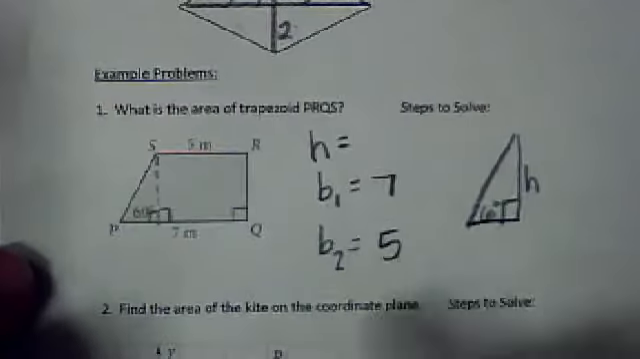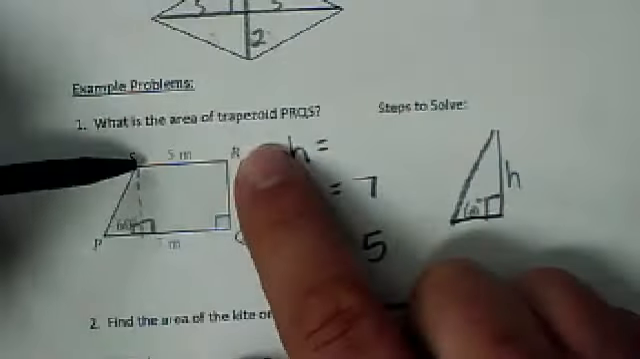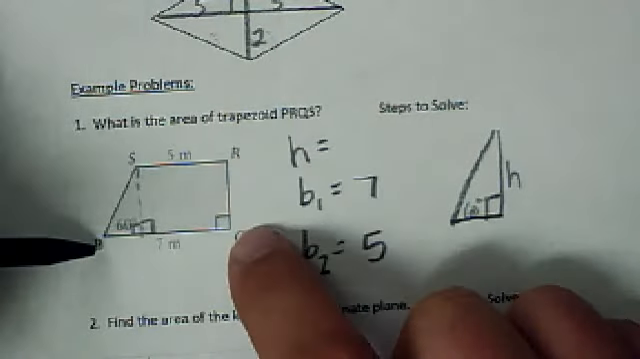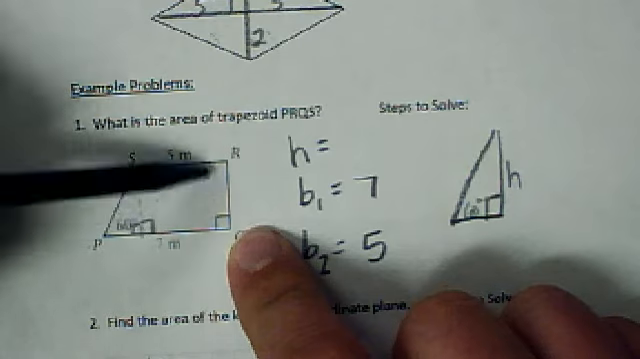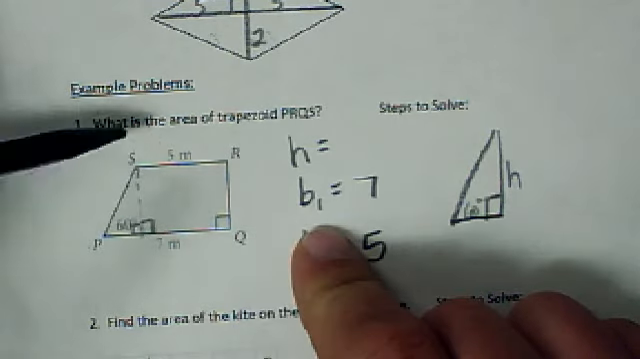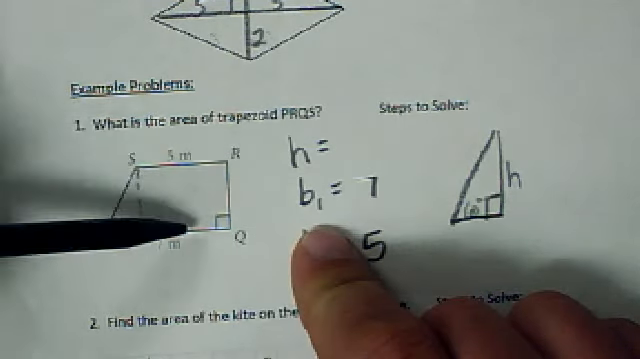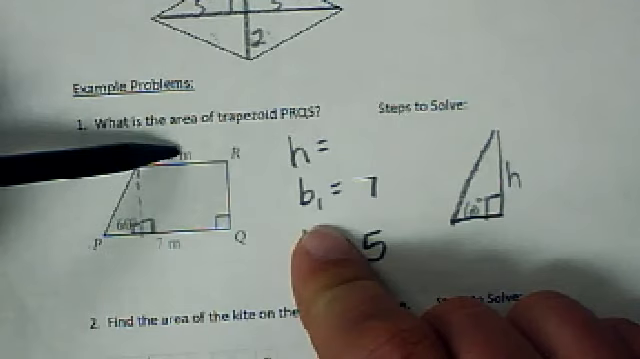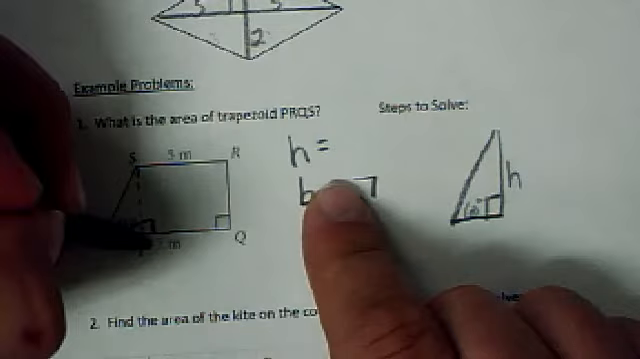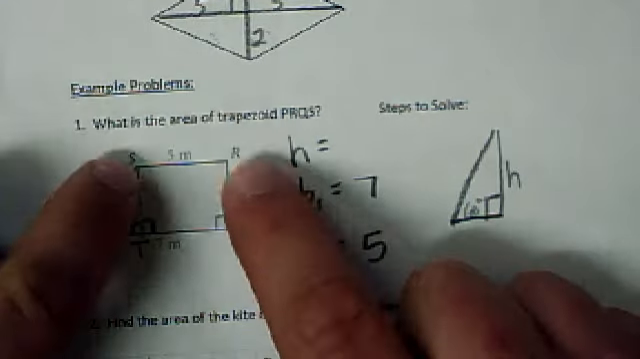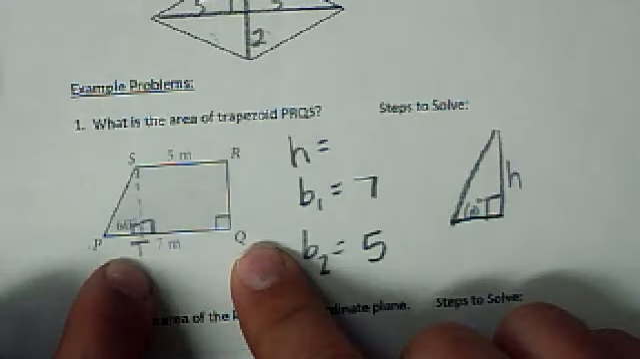Now, in my original figure, I have this trapezoid that has one base of 5 and one base of 7, and when I created this height, it created a rectangle. What I know about rectangles is that opposite sides are congruent. So if this is 5, then this is 5. We'll call this little point here T. So if S to R is 5, T to Q is 5.